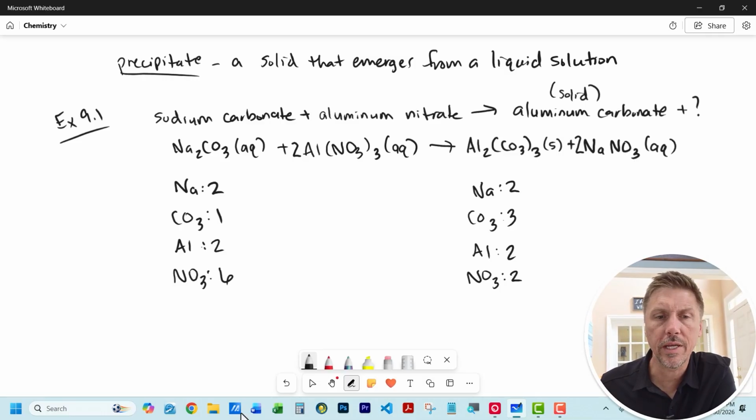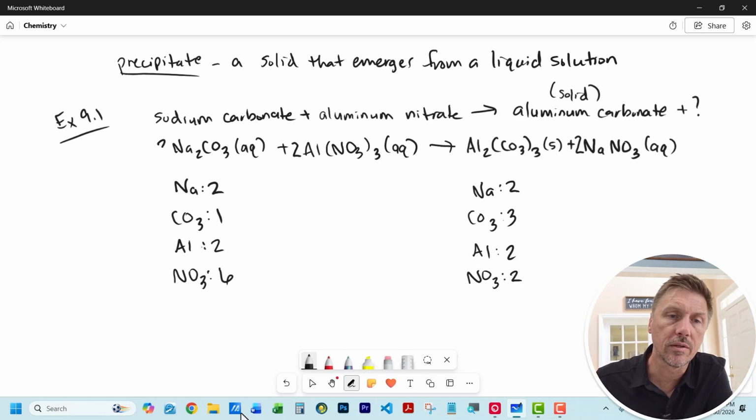All right, so NAs look okay, ALs look okay. CO3s still need some work. For the CO3, we had 3 of those on the right side. We've only got 1 on the left side. So we're going to take this on the left side here.